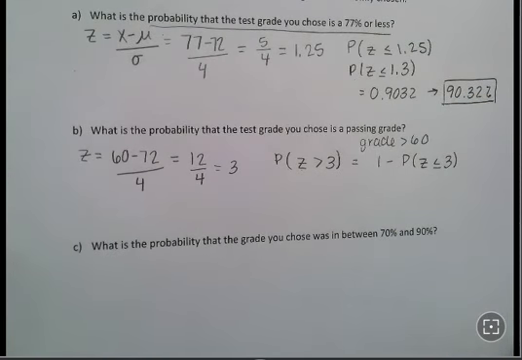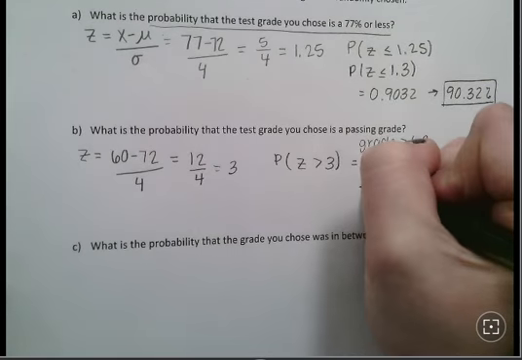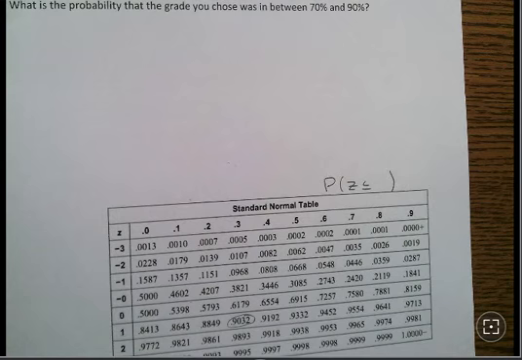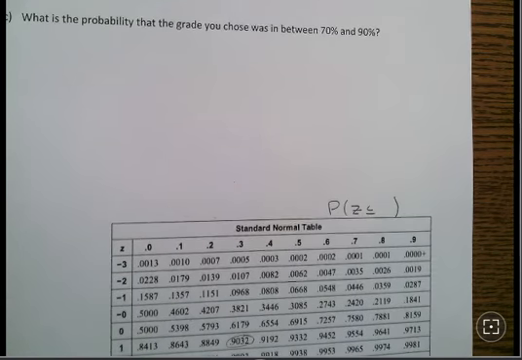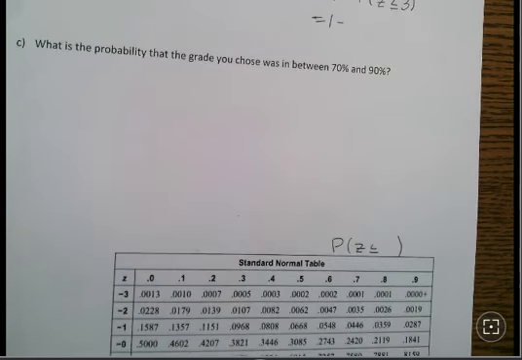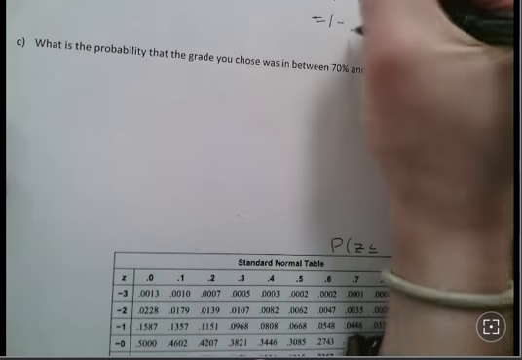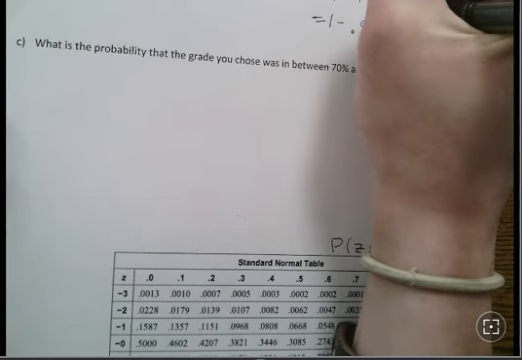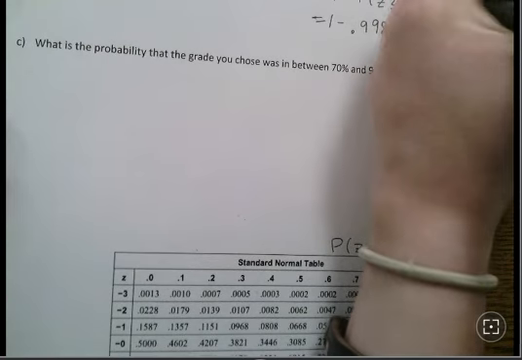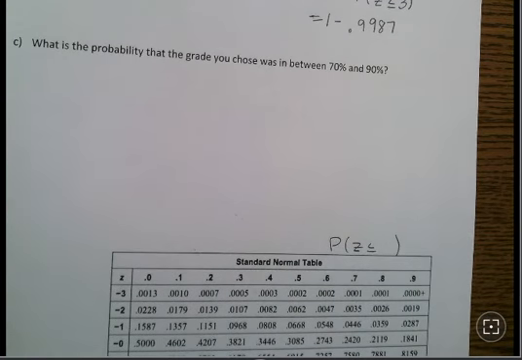If there's a 10% chance that it's going to rain, there's a 90% chance that it won't. So whatever our probability is on the other side of it, whatever it's not, you subtract that from 1. So now we've got 1 minus, and the probability that z is less than or equal to 3 is right here. So that is 1 minus 0.9987.